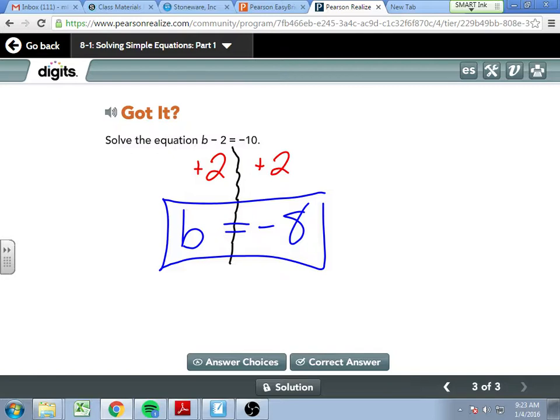Thomas, what do you think we should do? I think that you should take 1x away. Now, can we actually take 1x away? Can I take an x away from Ethan? No, so I can't do the same thing on both sides.